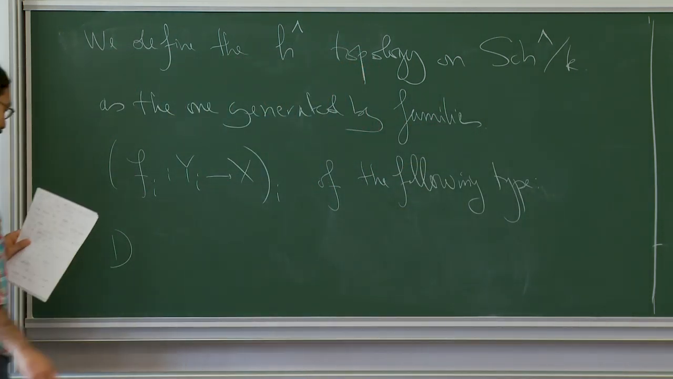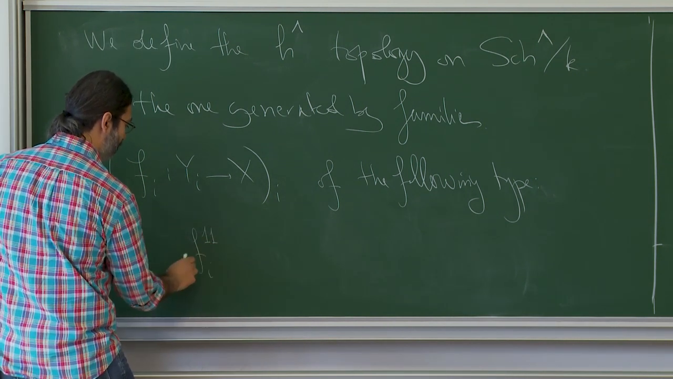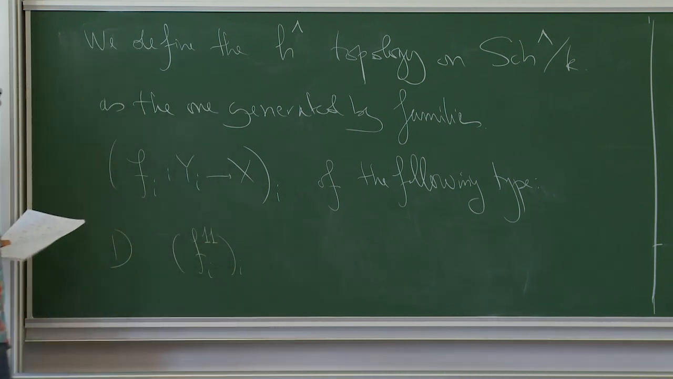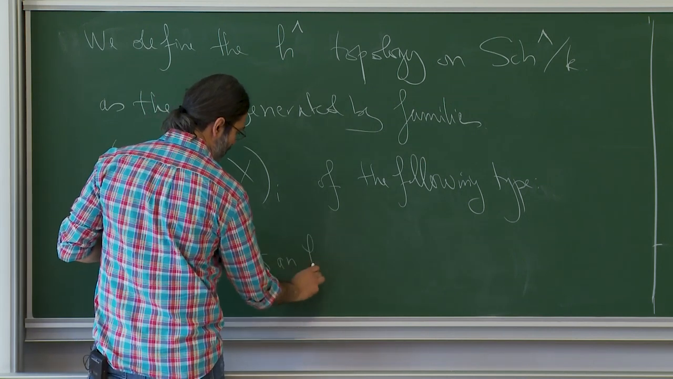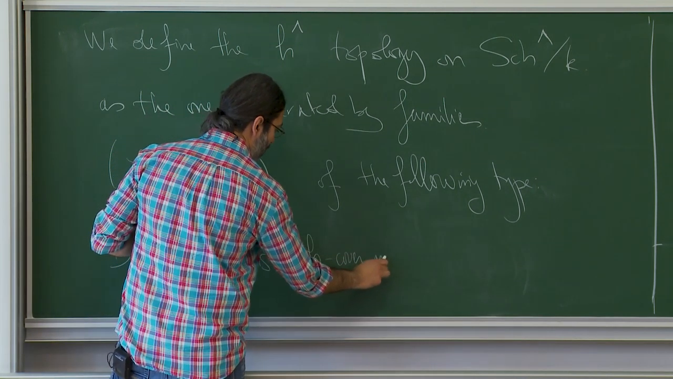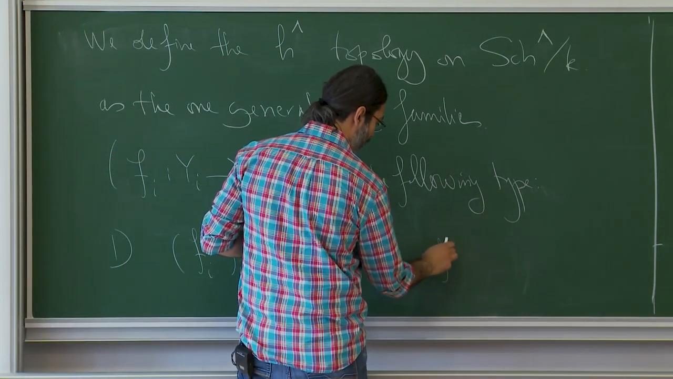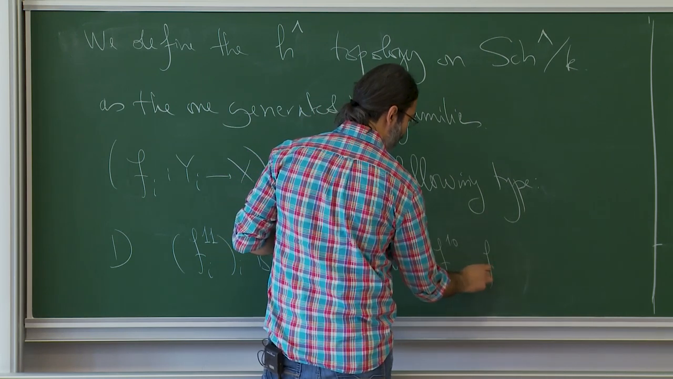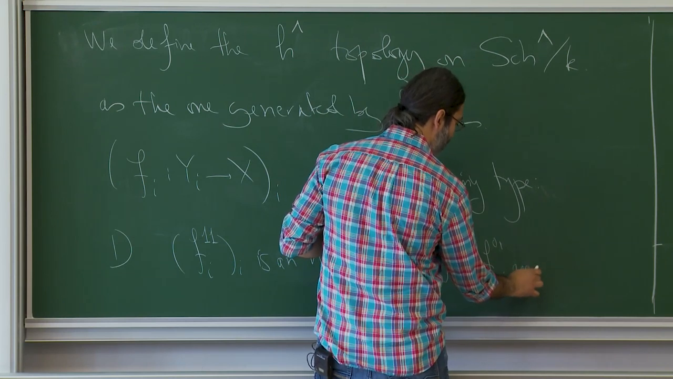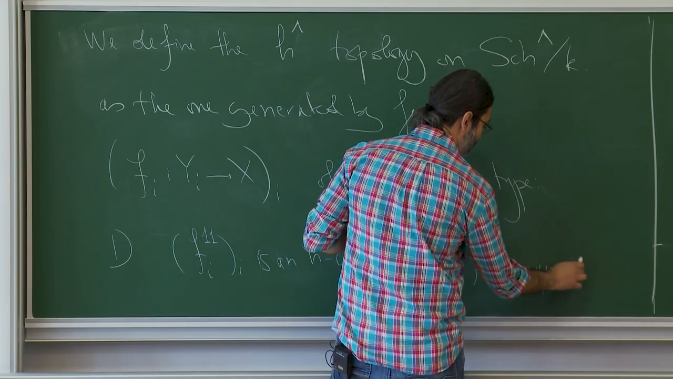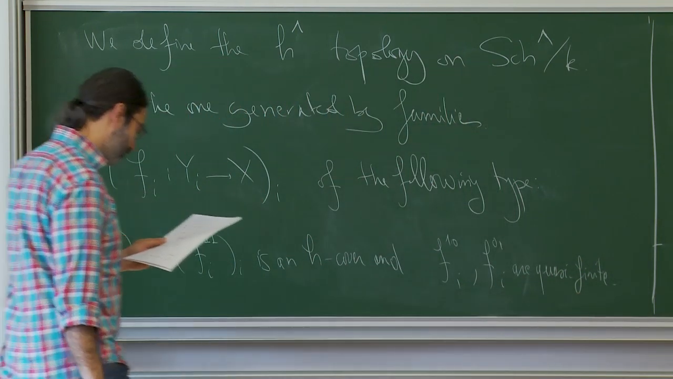So for the first one, you ask that the family f_11^i, the one on the top, is an H cover, and you ask that the other morphisms, f_10^i and f_01^i, are quasi-finite. This is the first type of covers.